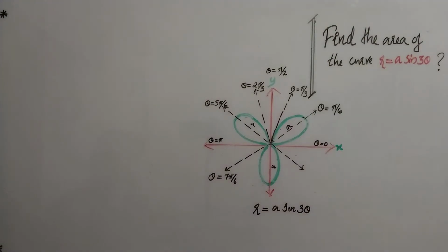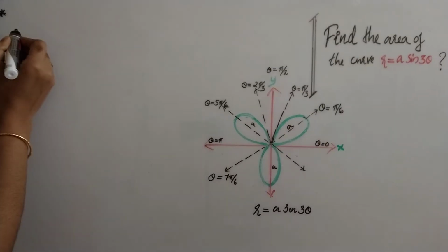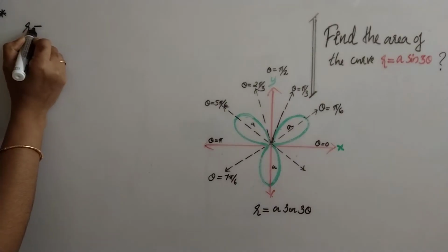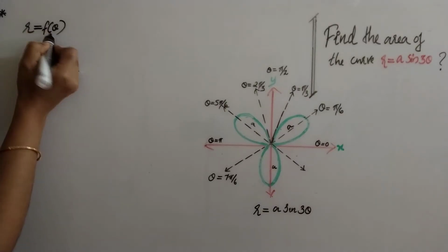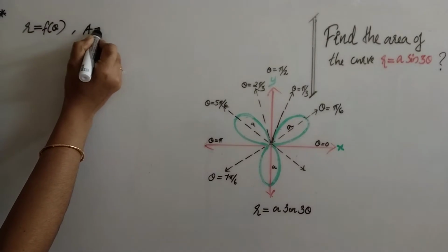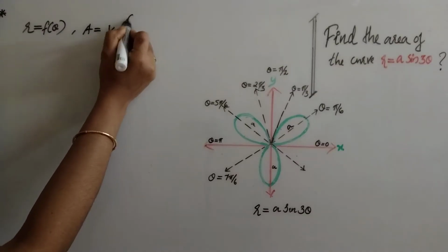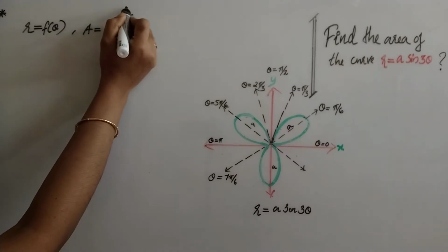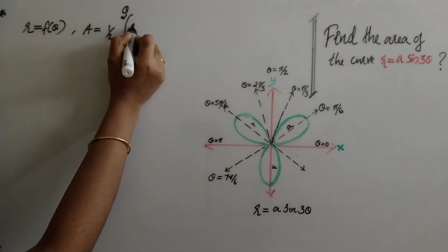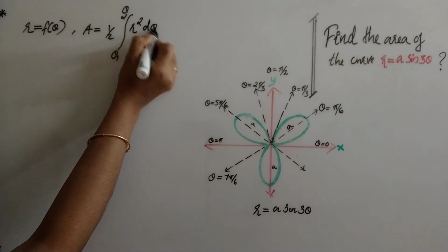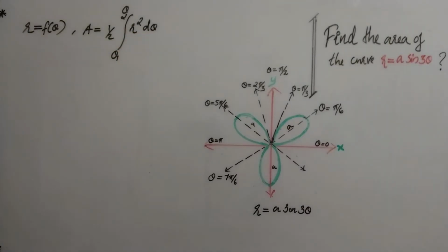Find the area of the curve r is equal to a sin 3 theta. Here the equation is of the form r is equal to f of theta. So to find the area we have the equation A is equal to 1 by 2 into integral theta 1 to theta 2 r square d theta. So first we have to find the symmetry of this curve.